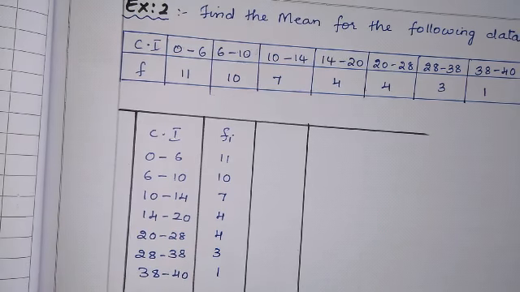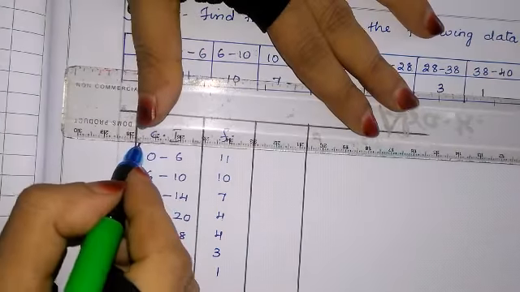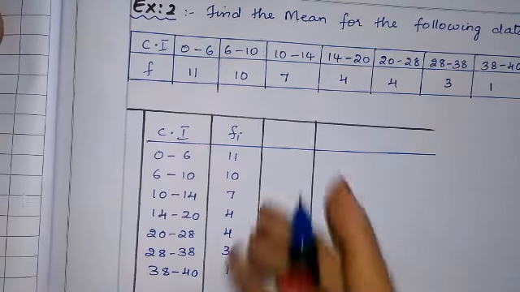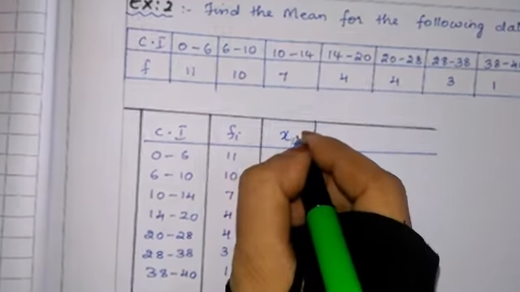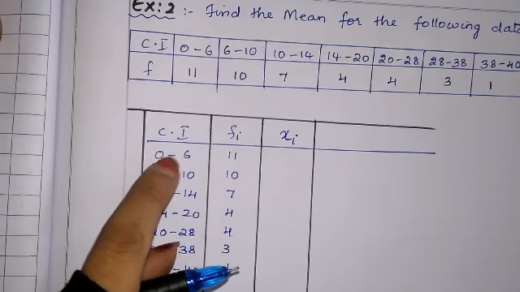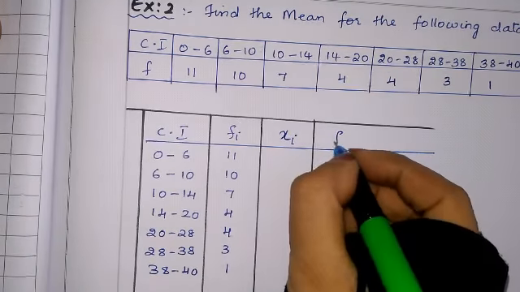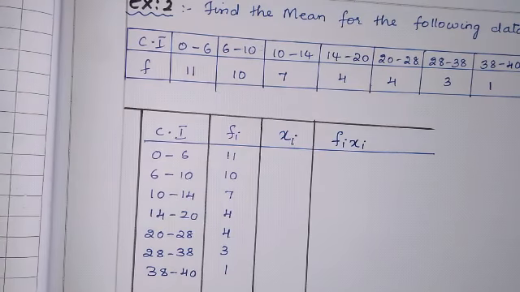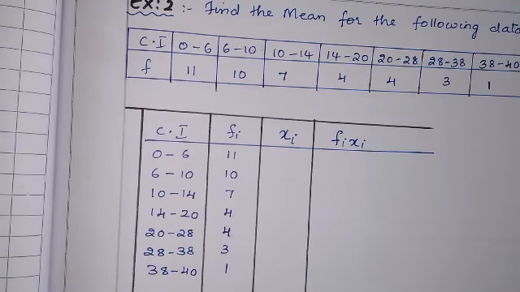So the next step we have to do is find Xi. The next step you are going to find is nothing but Xi. Xi is nothing but the middle number of the class interval. Then the last is Fi into Xi, this into this. Okay, let us start finding the middle number of the class interval.